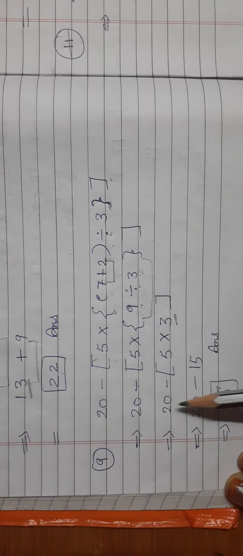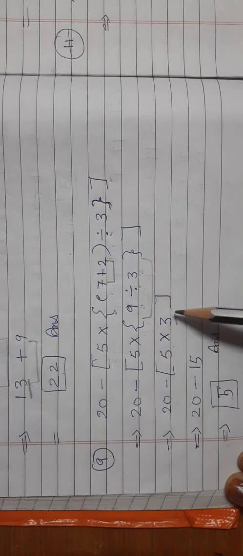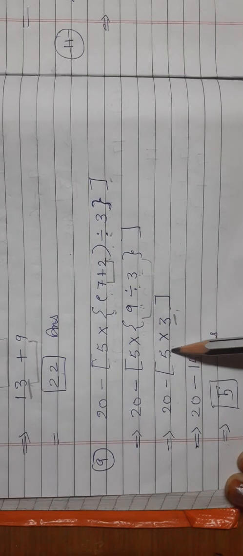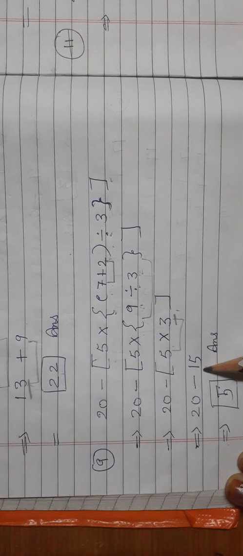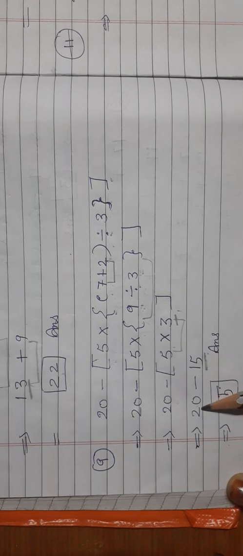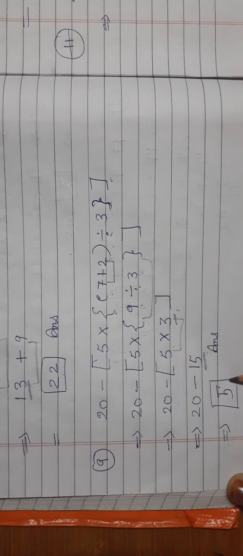Now in the next step, 20 minus 5 into 3. Now we will solve the big bracket. Now 5 into 3 is equal to 15. Now keep the remaining digits same, that is 20 minus 15. When 15 is subtracted from 20, we will get 5.